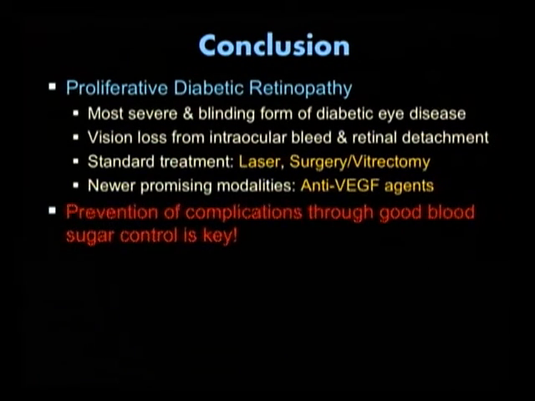In conclusion, proliferative diabetic retinopathy is the most severe and blinding form of diabetic eye disease. Vision loss in this condition occurs primarily from an intraocular bleed and from a retinal detachment. Historically, the standard treatment has involved the use of laser, PRP, or surgery, vitrectomy. However, newer promising modalities such as anti-VEGF agents hold important promise in the management of this condition. And more research is needed to exactly look at the effect on growth of new blood vessels.